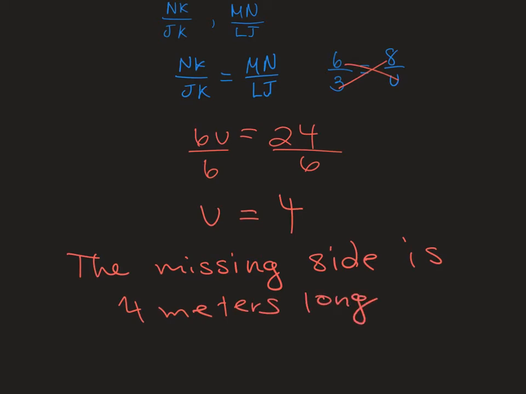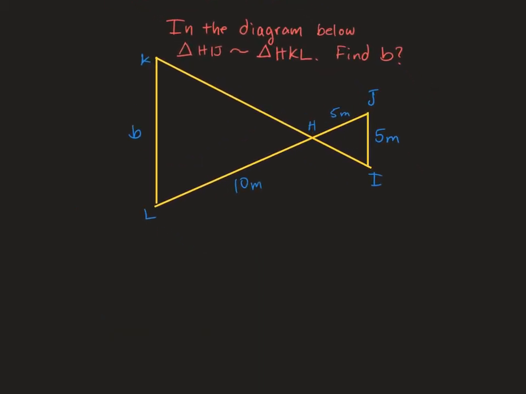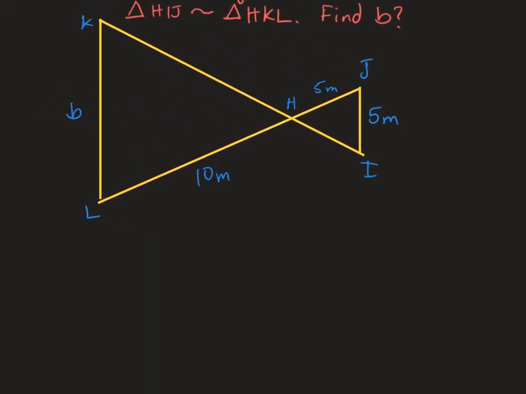In length. Another example is something like this. In the diagram below, triangle HIJ is similar to triangle HKL. We need to find B. The best way is, again, to separate the two triangles, so let's do that.